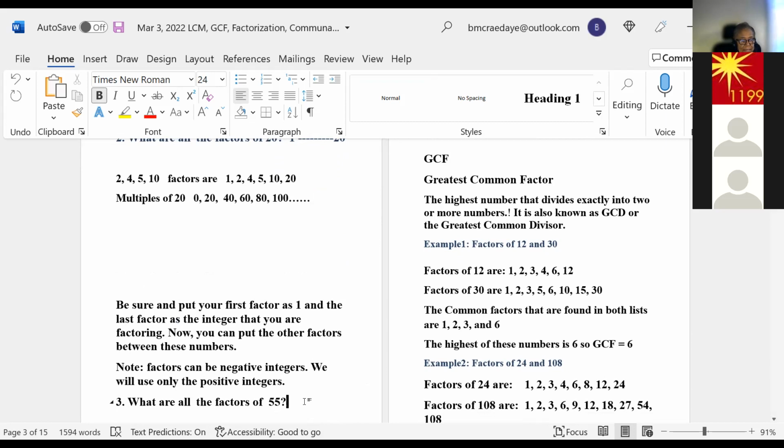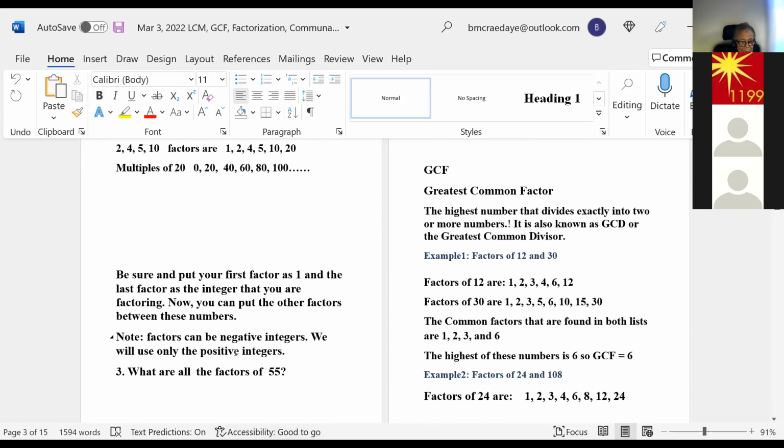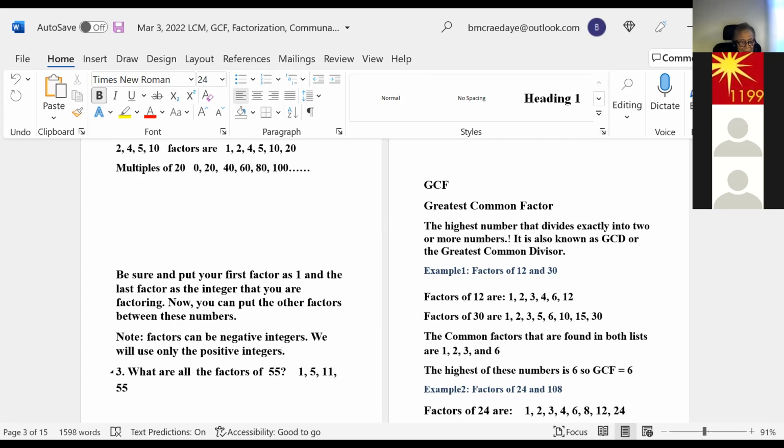All right, what are the factors of 55? Somebody want to tell me? What are the factors of 55? 1. What else? 5. What else? 11. And what? 55. Yes.